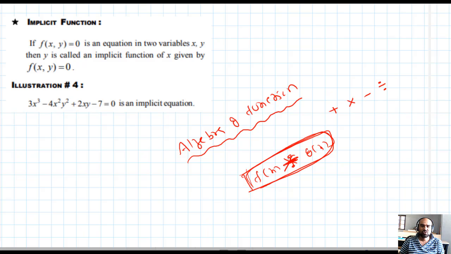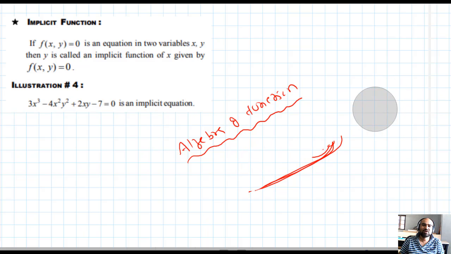For example, the domain of this function is some k1, and the domain of that function is k2. What is the domain of the resulting function? That is f of x plus g of x, or f of x into g of x, or f of x minus g of x, or f of x by g of x. Algebra of functions means applying 4 fundamental operations on functions. Not only the 4 fundamental operations, square roots and cube roots also we can apply.